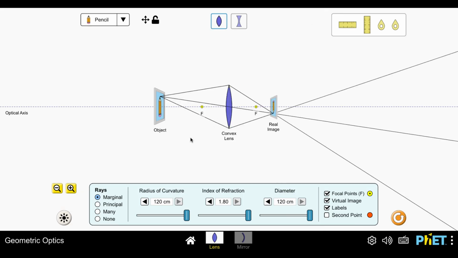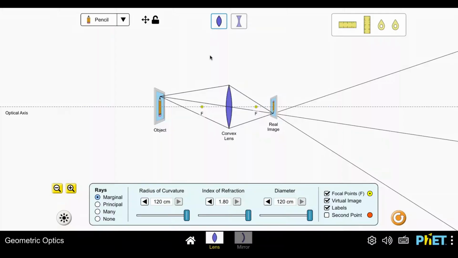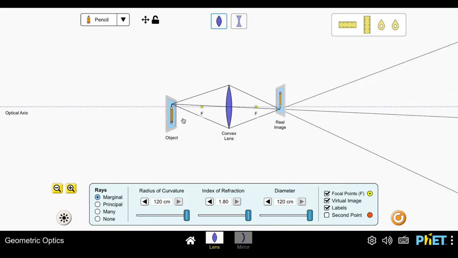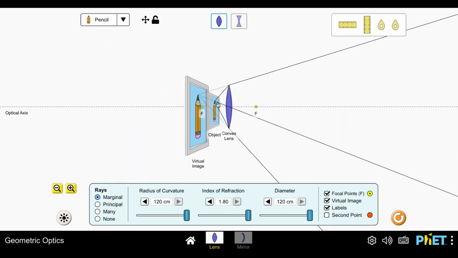Now we can get into convex lenses, okay? So you can see that I have drawn a convex lens, and it looks like a rhombus, while a concave lens looks like an hourglass. Let's get into it. Convex lenses can form real images or virtual images. One big difference with lenses and mirrors is that mirrors reflect light, but lenses let light through. So you can see that real images will now form on the opposite side, because it lets light through, while the virtual images will now be on the same side as the object.